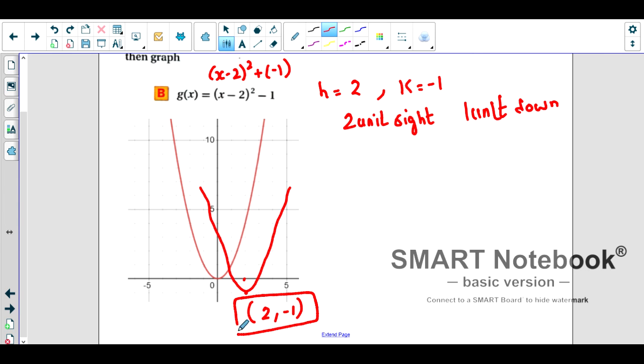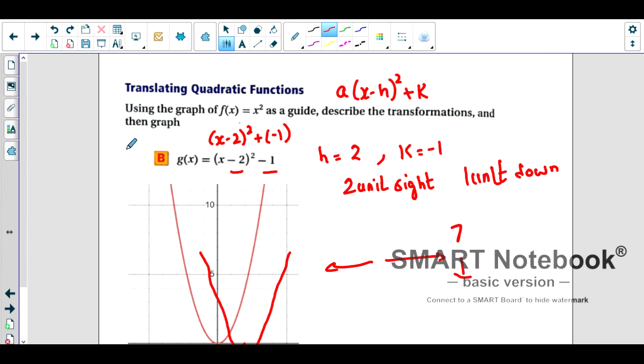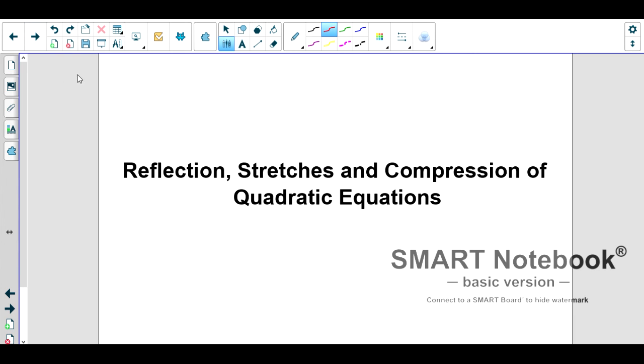This is how you can shift vertexes from the parent function. If you have the value of h and the value of k, you can move the graph to the right, to the left, up, or down. Next time we are going to see how we can do reflection, stretches, or compression. This is just shifting of the graph, we just moved it up, down, right, left. Next time we will see how to compress it or stretch it.